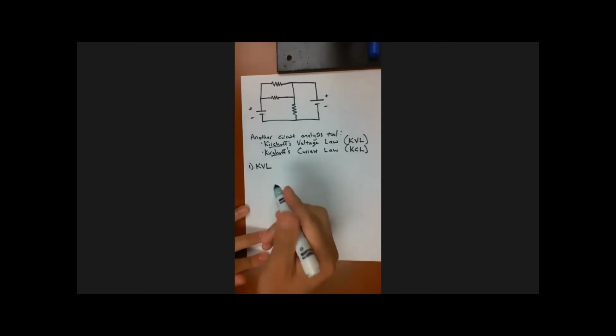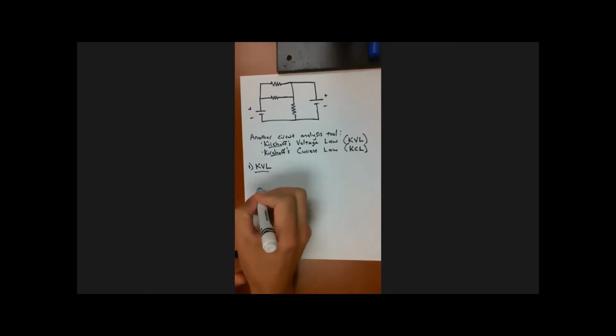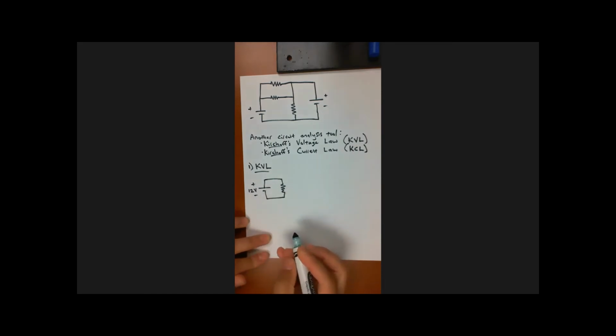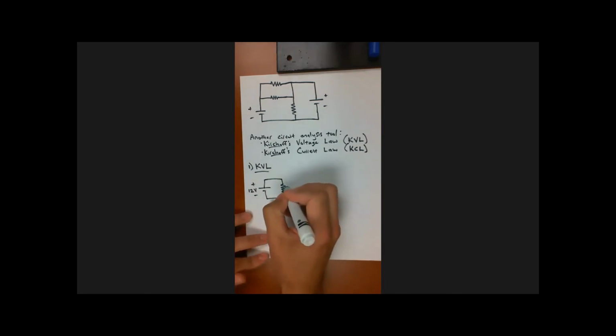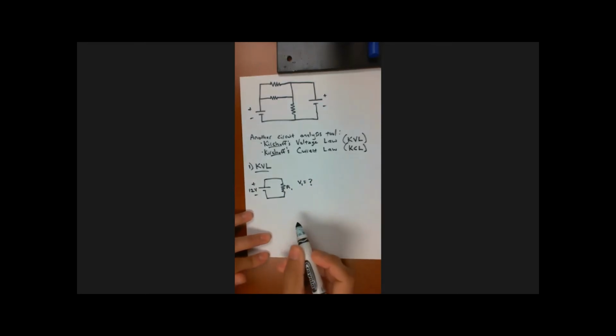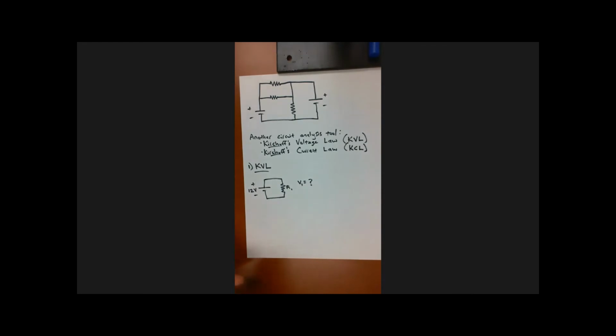Let me motivate this a little bit by saying, let's say that we have a circuit, and this voltage source is 12 volts. This is a super simple circuit, so don't overthink this. What is V1? What is the voltage drop across resistor 1?